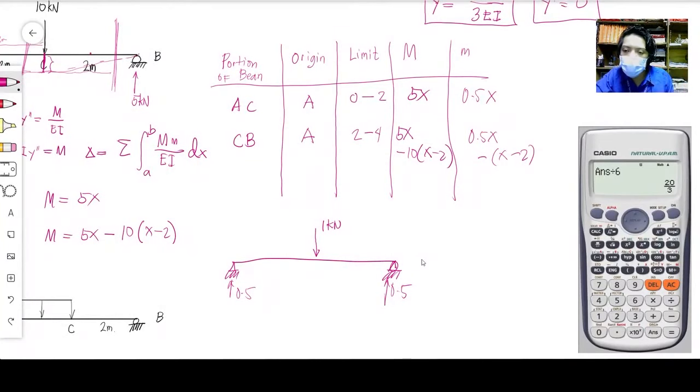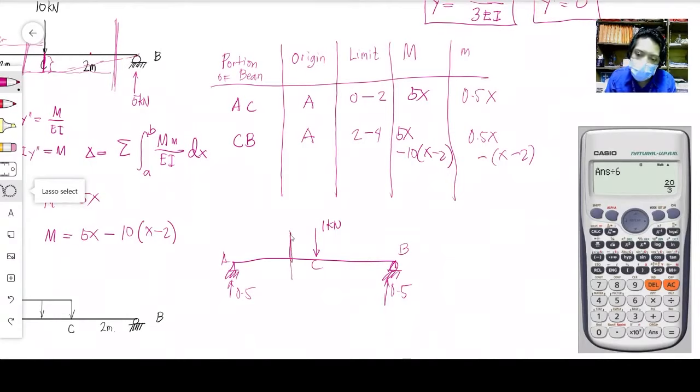Okay, let me try to explain again. This is the virtual load, the 1 kilonewton, and these are the reaction due to the virtual load. To find the moment equation at segment AC, this is ACB, the cutting plane goes here.